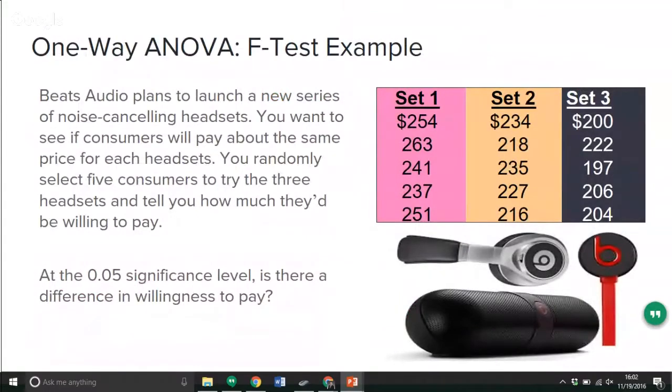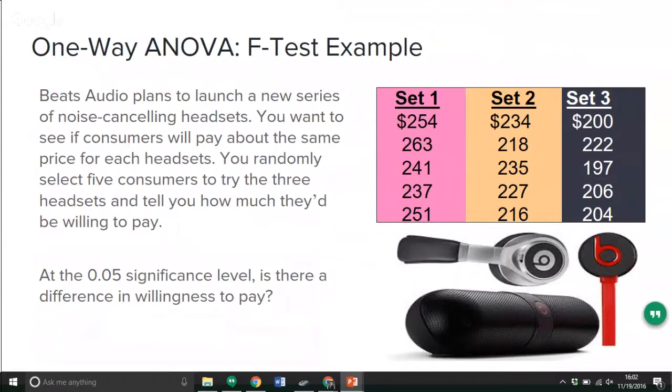Let's give an example. Beats Audio plans to launch a new series of noise-canceling headsets. You want to see if consumers will pay about the same price for each headset. You randomly select 5 consumers to try the 3 headsets and tell you how much they'd be willing to pay for each one. We're going to set alpha in this instance at 0.05. We want to see if there's a difference in willingness to pay between any of the 3 groups.